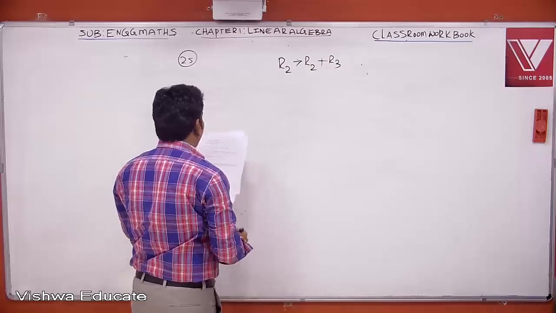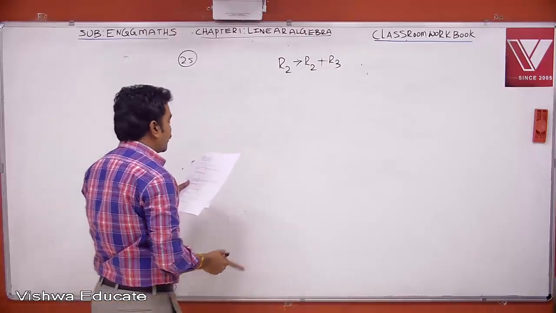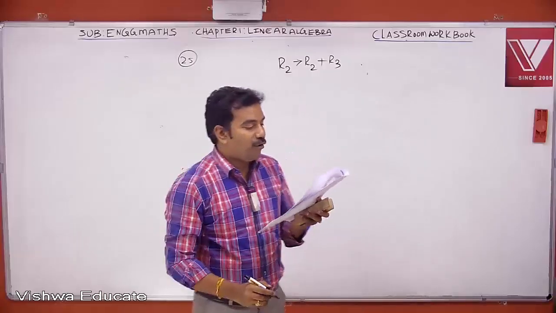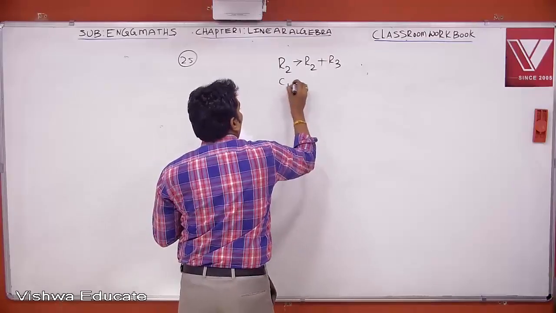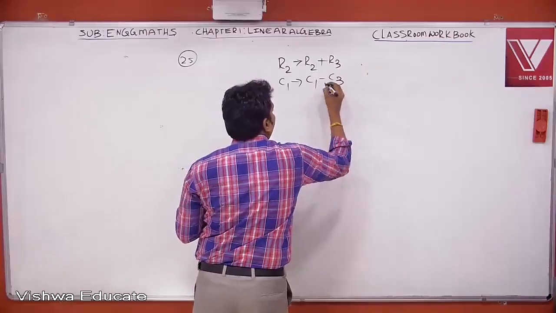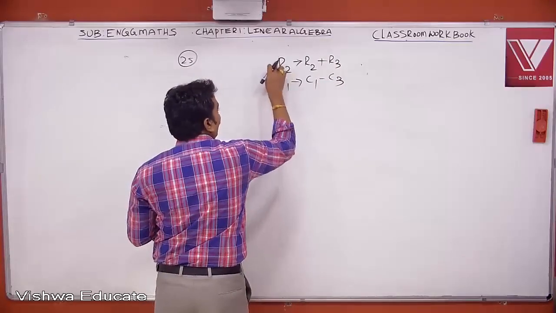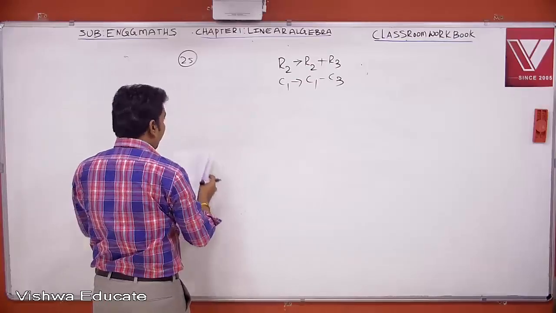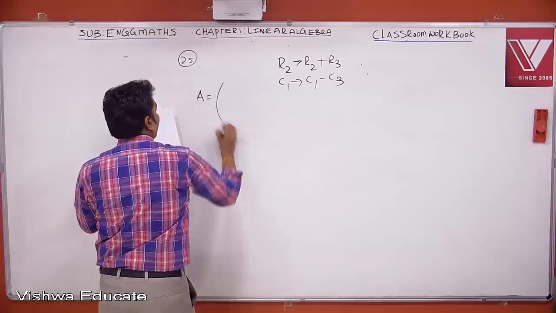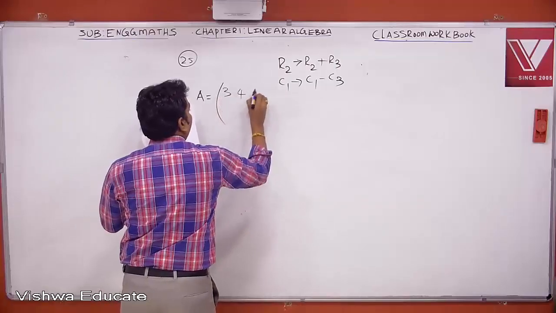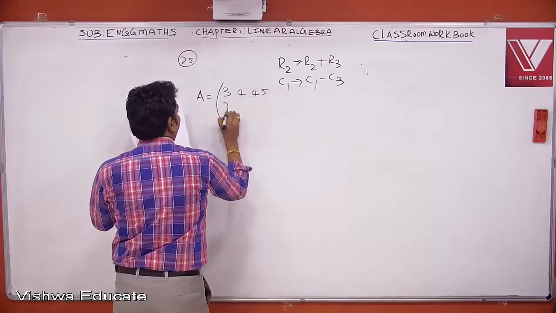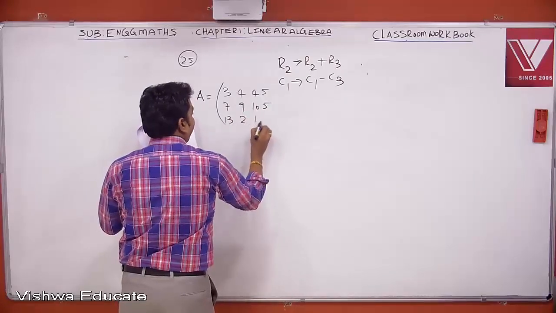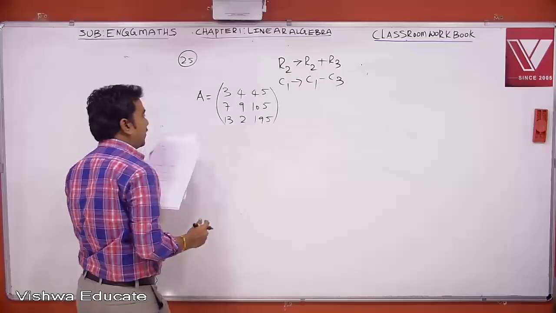What is the next one? Subtract third column from first column. That is, the first column is getting modified. So from the first column you need to subtract the third column, that is C1 implies C1 minus C3. Elementary row operations, elementary column operations. Assume that the matrix is A. The matrix is A equal to [3 4 45; 7 9 105; 13 2 195].